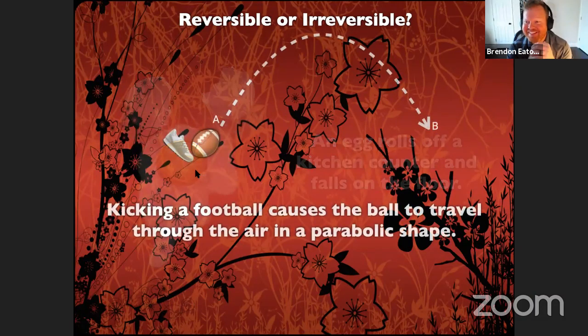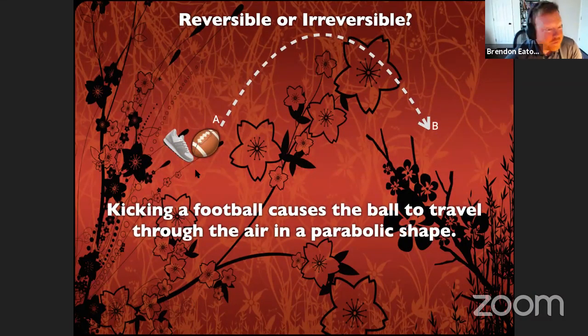Shockingly, right? So if you kicked a football and the football follows a parabolic path through the air, would this be reversible or irreversible? And again, if you kind of zoom back out on this and you think about it in terms of a video, if you played it backwards, is it fairly plausible? Does a ball just hop up off the ground, follow a parabolic shape, and travel right back to your foot? I don't think so. I would label this one irreversible.